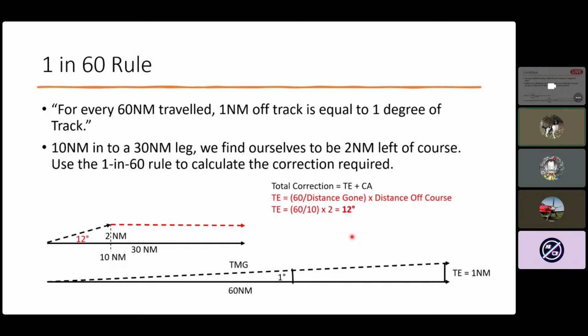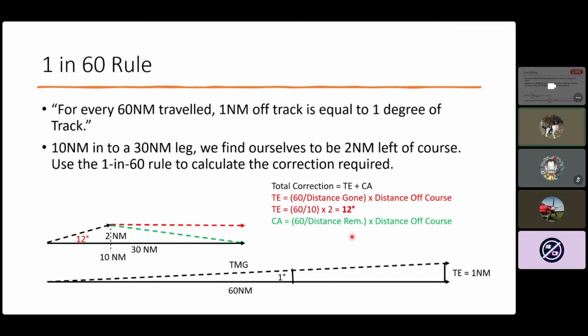Not at all. So what we can do is we can do a couple of things. You've kind of skipped to the next part, which is really good. But if we were to use the 1 in 60 rule by the book, we would need to calculate the closing angle. And we would do that this time, not with the distance gone, but the distance remaining. So we've got 20 miles to go. So the closing angle is going to be 60 divided by the distance to go, multiplied by distance off course.